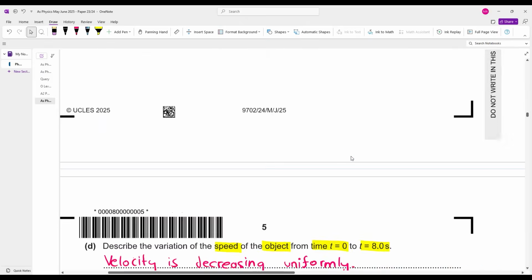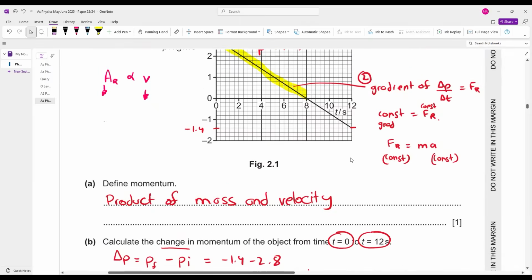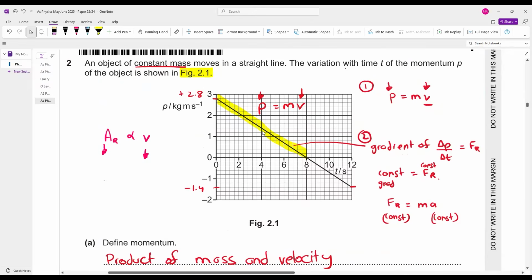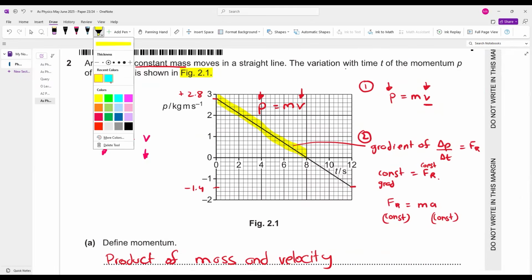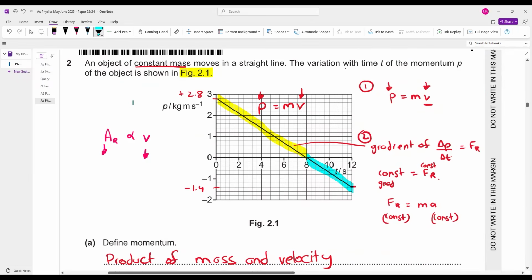Let's do one thing. Let's break this momentum-time graph into two separate parts, the yellow highlighted one and the blue highlighted one. First of all, let's look at the yellow highlighted part. Let's label this part as time t equals 0 to 8 seconds.